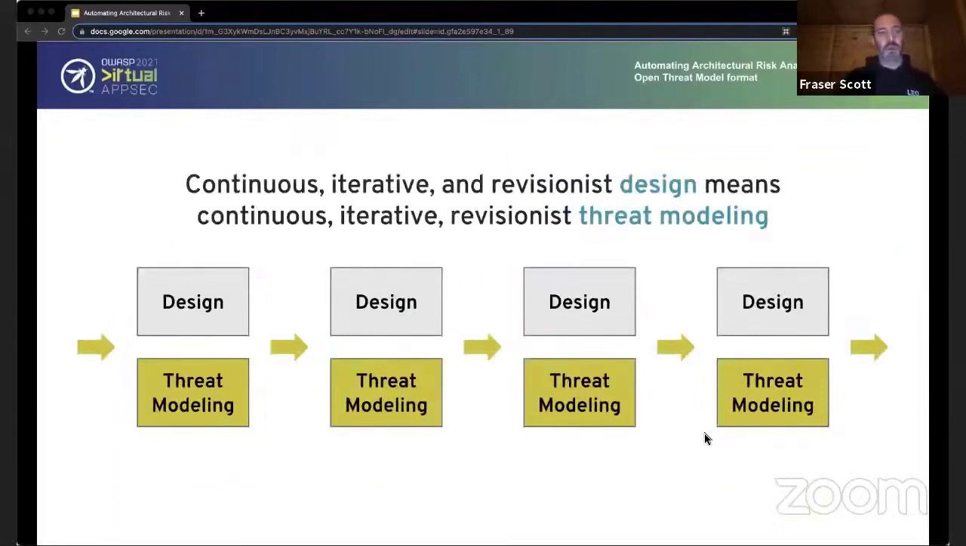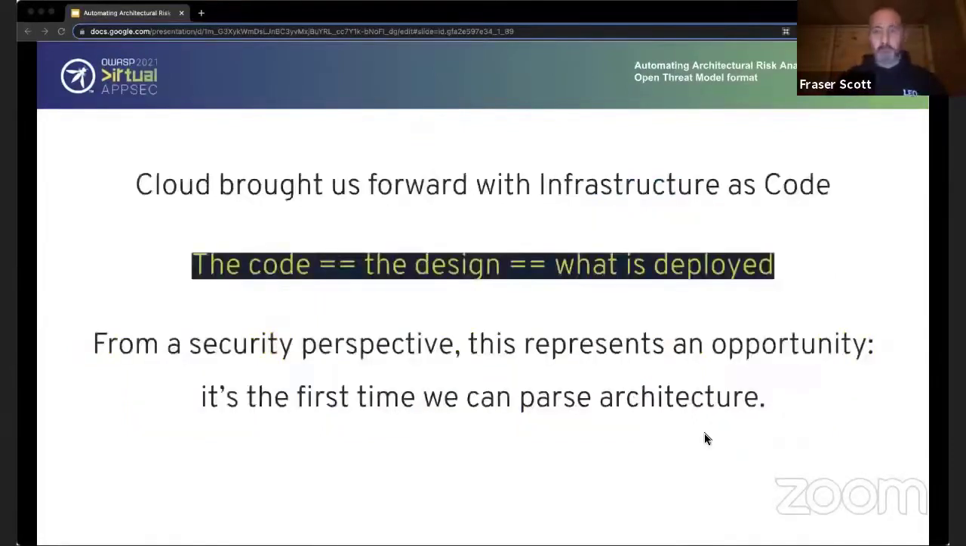And of course, if software development is continuous, iterative, and revisionist design, then that means threat modeling needs to be continuous, iterative, and revisionist. So hopefully it is, but generally speaking, it tends to still be that sort of waterfall approach. And this is a problem for architecture, because architecture as a discipline is very well suited for waterfall, very well suited for doing that upfront analysis. But this is why we see that implementation drift, because it's hard to continue to manually maintain architecture in a way that is aligned to the design nature of software, and therefore threat modeling suffers as a result of that. But all is not lost.